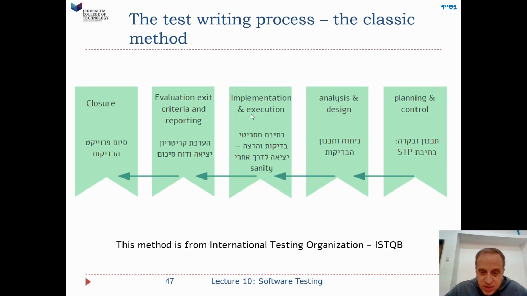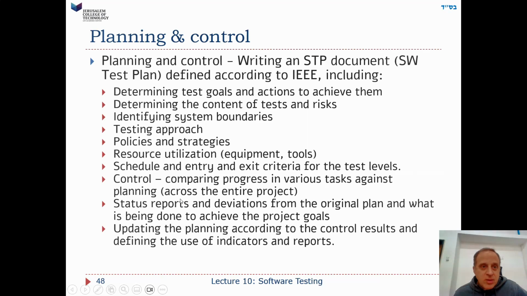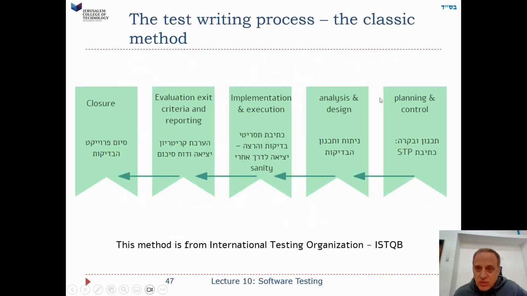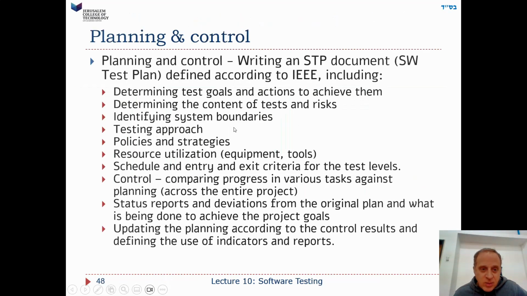This is a method from develop. This is the stages as defined by the International Testing Organization. Okay. So what are these things? Planning, and we have a long list. So planning and control is writing an STP document, a software test plan. That's what STP stands for, software test plan, defined according to the IEEE.